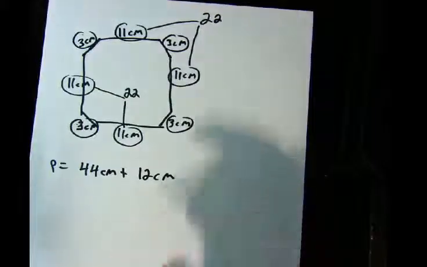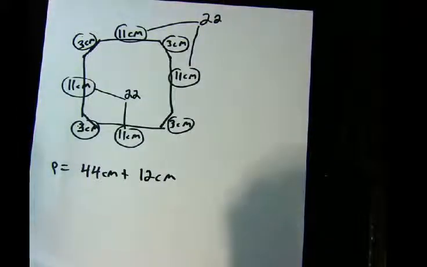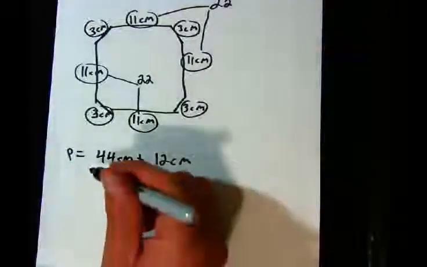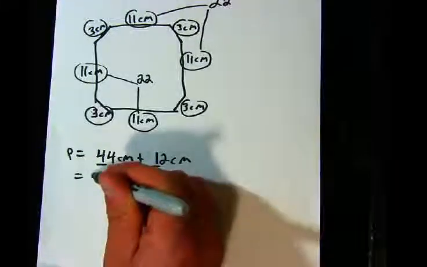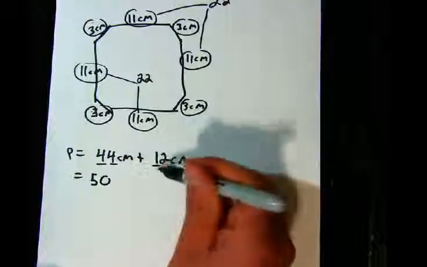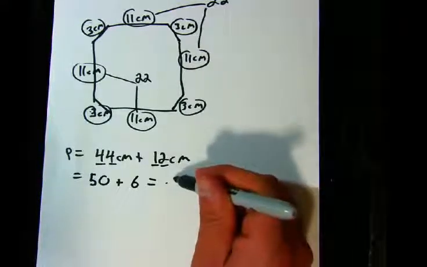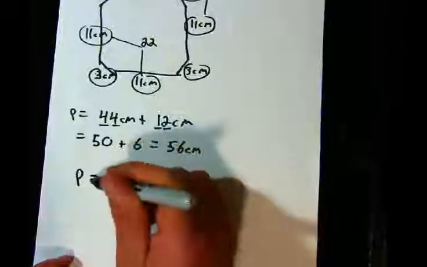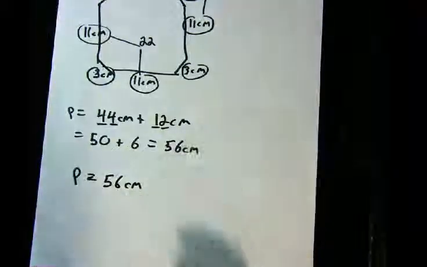And again, look, I'm not using my fingers. I'm using the strategies that we've learned in the past unit, which is all these addition strategies. Now we can use our front end addition strategy. And we have here 40 and 10 is 50. 4 and 2 is 6. And 50 and 6 makes 56 centimeters. So the perimeter, we're going to write the perimeter is 56 centimeters.